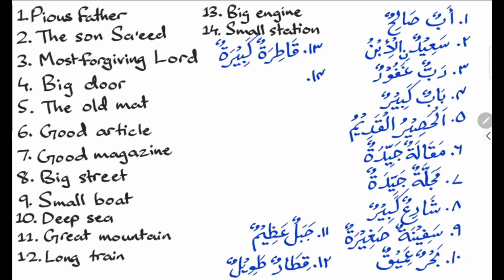Number 14. Small station. Station is the thing being described. It's the موصوف, it's going to come first. Station in Arabic is محطة. محطة. Small in Arabic is صغير. Make it feminine in accordance with the موصوف, and you get صغيرة. محطة صغيرة. Now let's move on to some proper sentences.